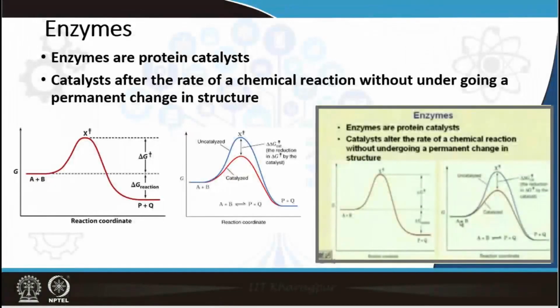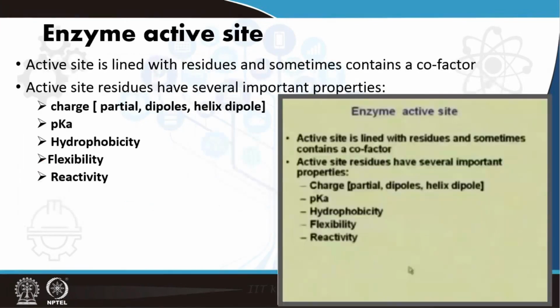But the delta G itself has nothing to do with the rate. The delta G, you have to remember, is a thermodynamic quantity, right? But the activation energy that we are considering is a kinetic quantity. This distinction is extremely important when we are considering enzyme catalysis.